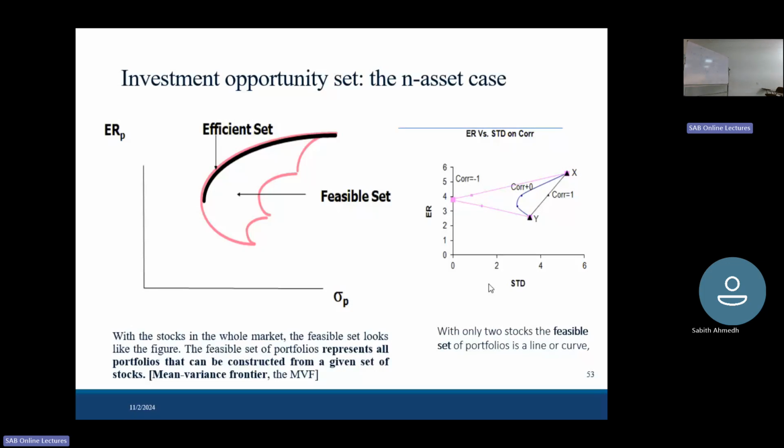You can construct by using some inputs, listed companies. In this feasible set of portfolio, then maintain the stocks. In this feasible set of portfolio, this black shaded one from here to here, from here to here, we defined as an efficient set of portfolio.